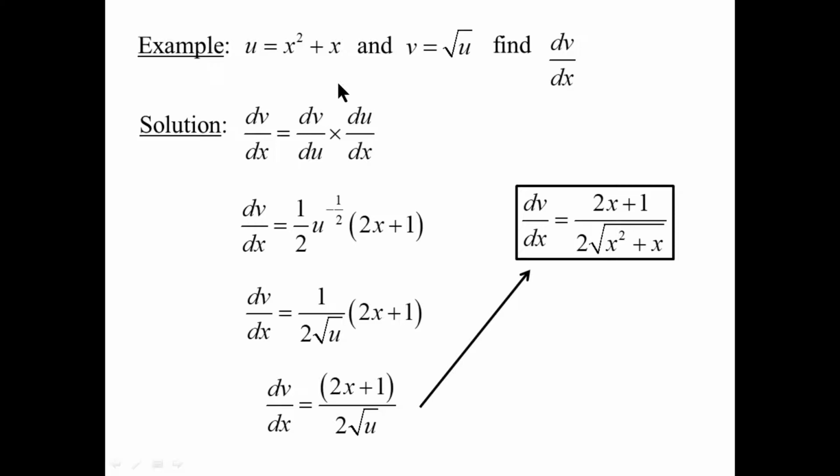And we have dv by dx. It's 2x plus 1 over 2 times root x squared plus x. Please don't cancel these 2's. They don't cancel. That would be basic algebra.